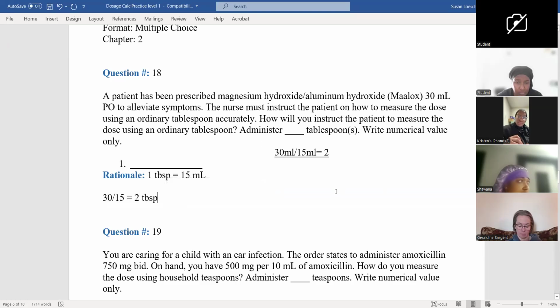Remember, you want to memorize those norms. And remember, I said the difference between tablespoon and teaspoon is the B. One has 15, one has 5. With the B, it'd be more mLs, which are 15 for 1 tablespoon.